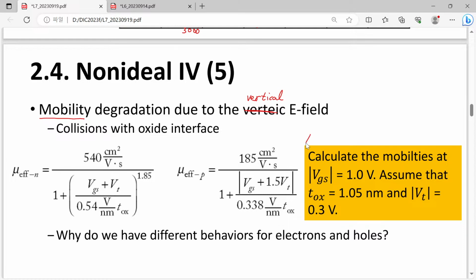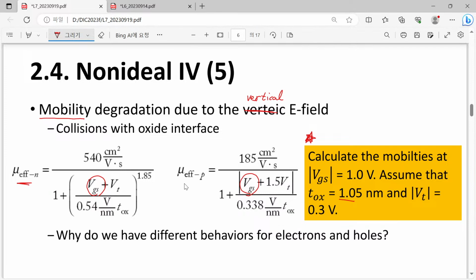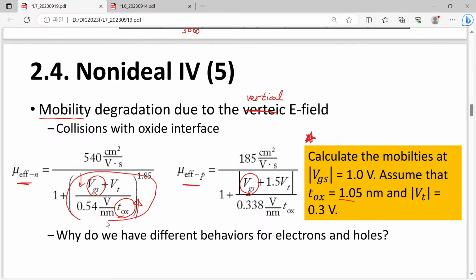So please do your exercise at your dormitory room. Because in this case you can just insert your gate source voltage and oxide thickness, then you can calculate the reduction of your mobility. So this specific form just says that when your gate voltage is not that sufficiently high, and when your oxide thickness is quite high, thick oxide and low gate bias, then actually this term does not contribute much. Also, this term does not contribute much.